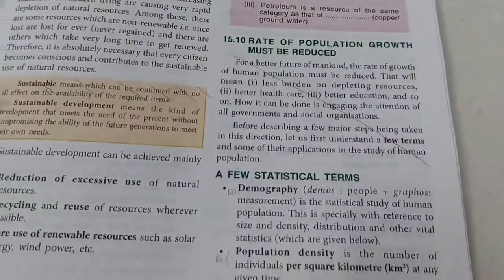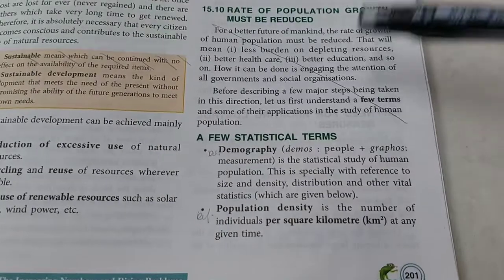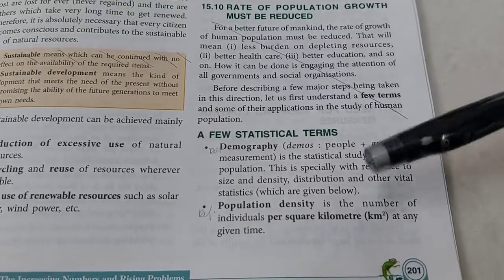These two paragraphs cancelled. Mark some definitions now. Demography. That's a statistical study of human population. Population density definition.